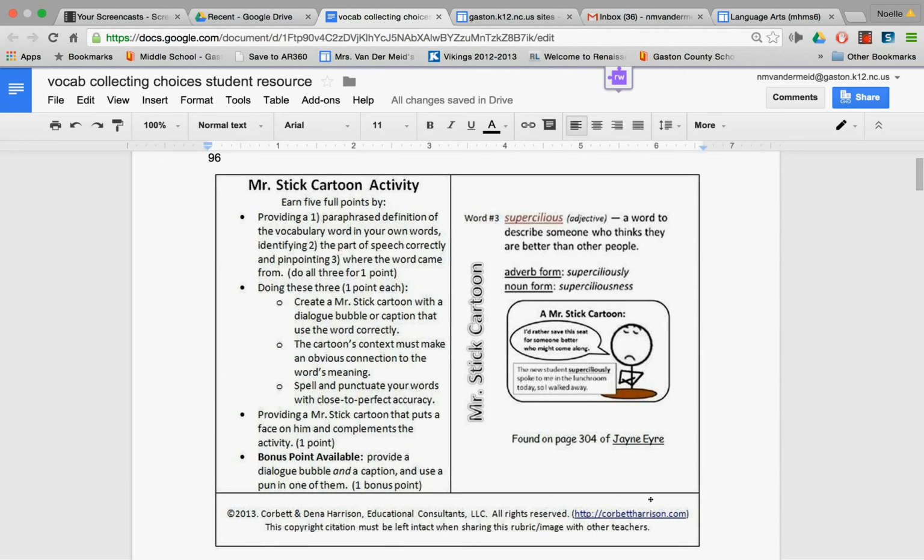Underneath that, you're going to draw your Mr. Stick cartoon. Mr. Stick has to be doing some sort of action. He's going to have a speech bubble, and then there's going to be a caption. And you're going to have to use the word either in the speech bubble or in the caption.